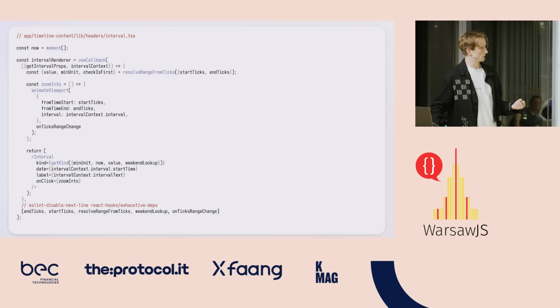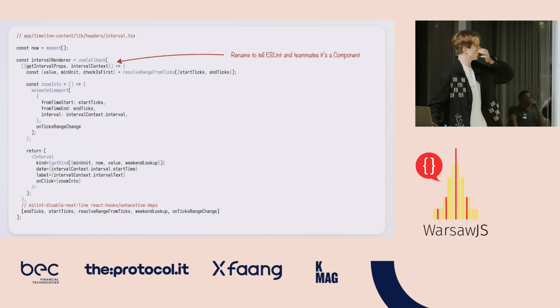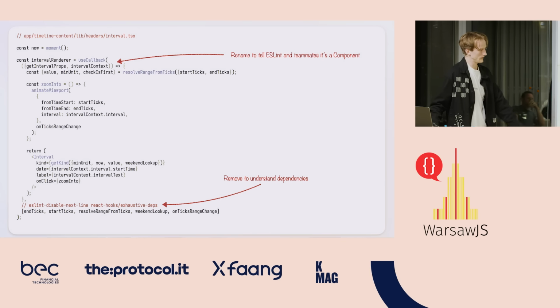Where do we start from? First, let's start with some cosmetic changes. Let's rename it so ESLint and our teammates know it's a component. Also, let's remove this thing. In 99% of cases, it's just a code smell and it hides potential issues.